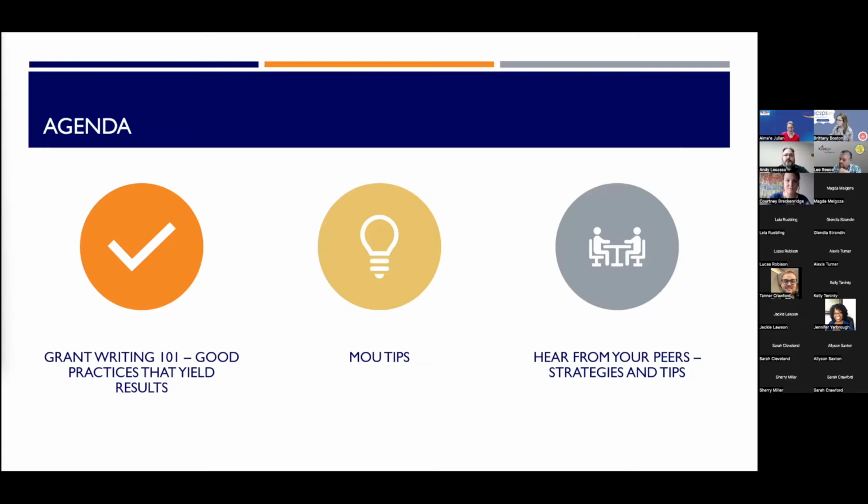We're going to talk about some grant writing 101, good practices that yield results. We are by no means experts, but we do have a lot of experience under our belt. We're going to walk through some helpful hints there. From there, we're going to go into MOU tips. So what are some tips as you're developing your MOU? And then we're going to hand it over to Hear From Your Peers, our local representatives. We're going to talk about what some tips are at the local level.